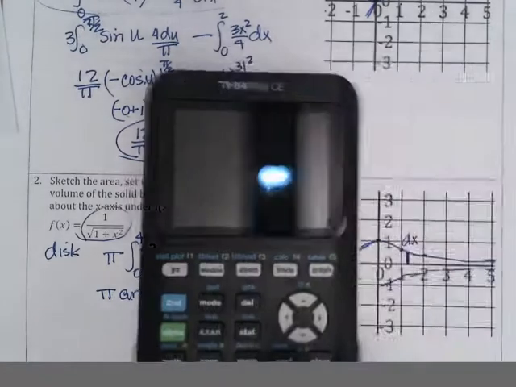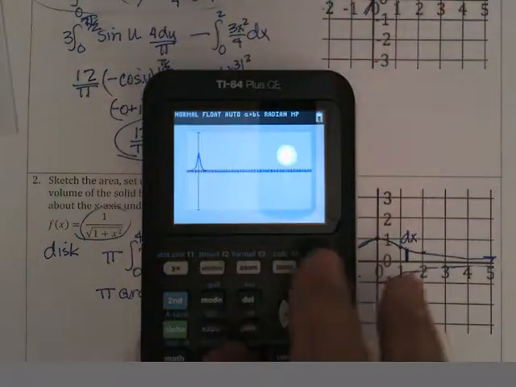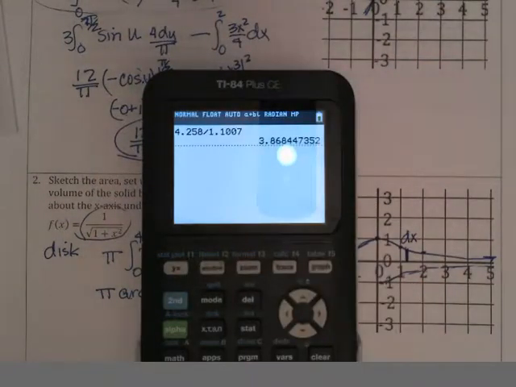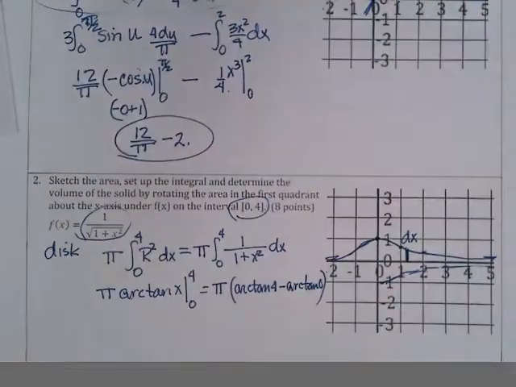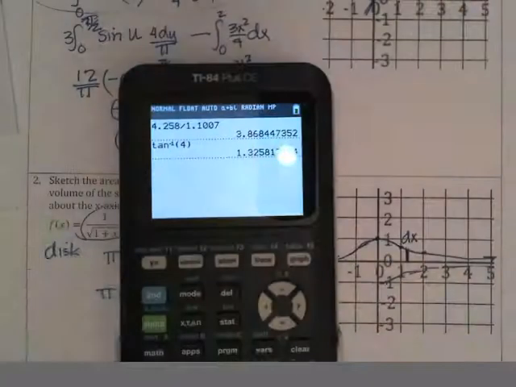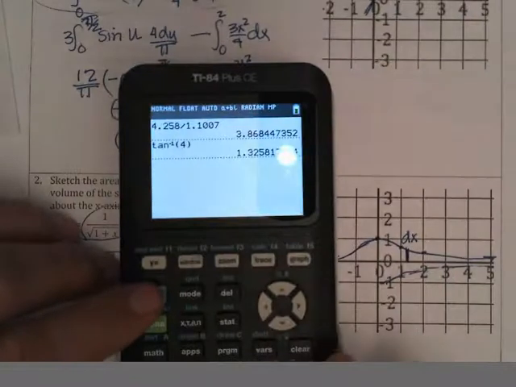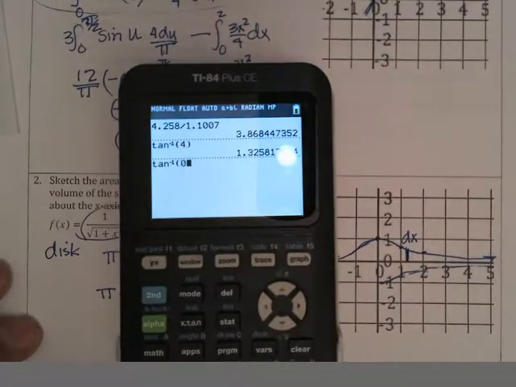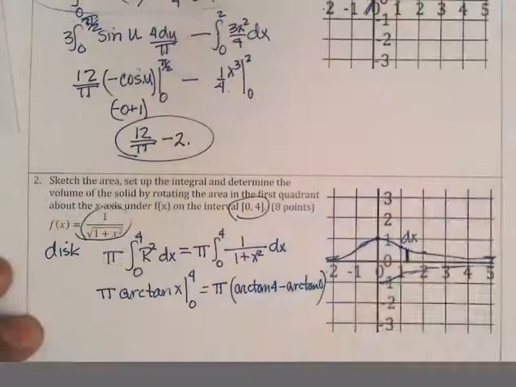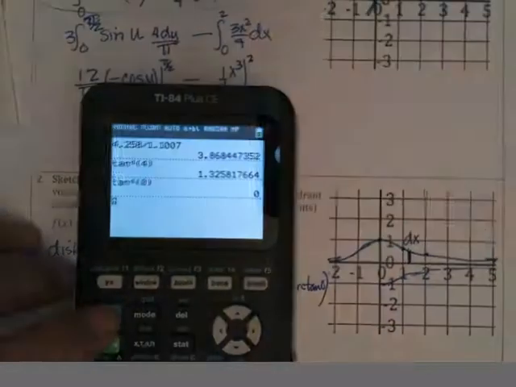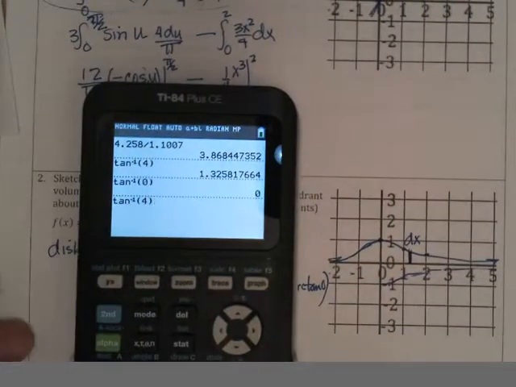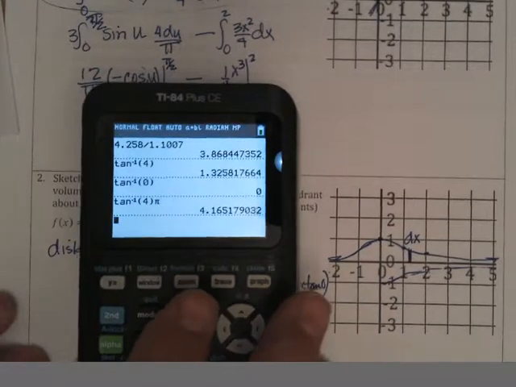And that is, arc tangent of 4 is 1.3258, and the arc tangent of 0 is 0. So we just have that other answer times pi, which is 4.165.